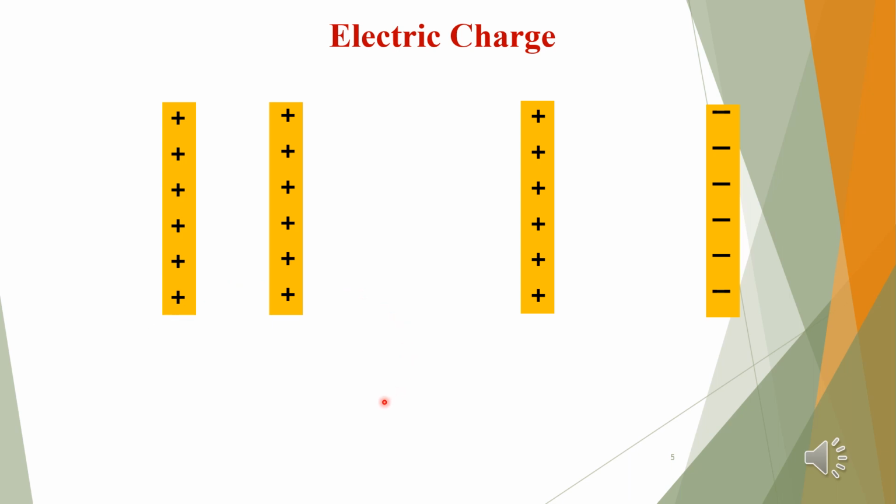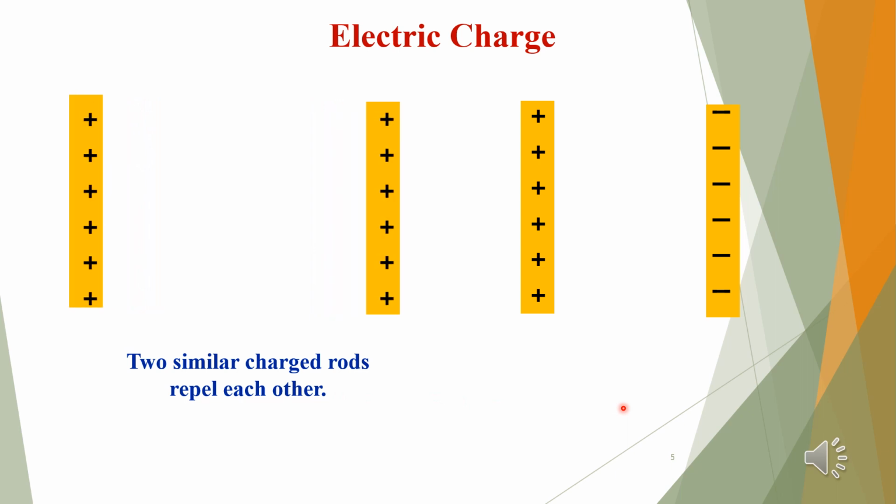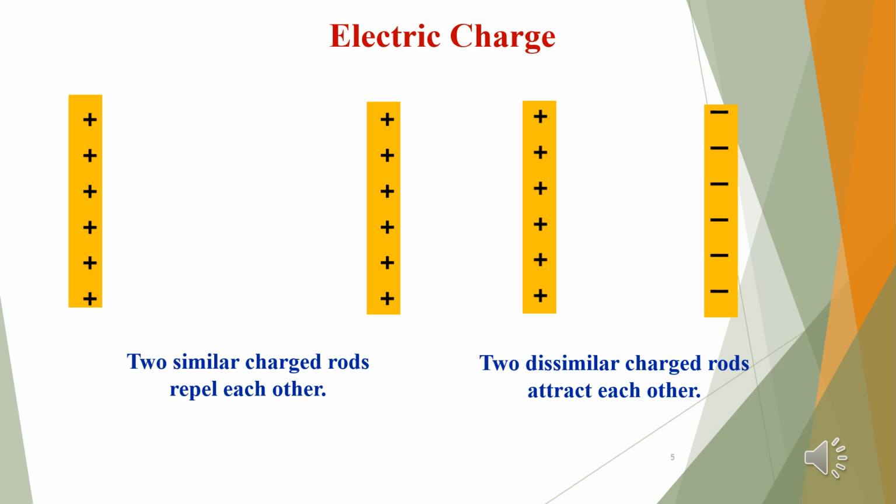Here we can see two similar charged rods and they are repelling each other. And here two dissimilar charged rods are attracting each other.